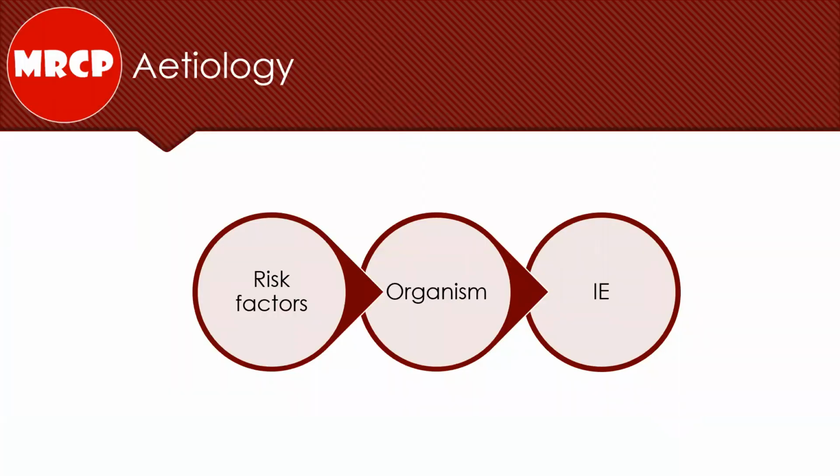The etiology of infective endocarditis is not a single entity. We have some risk factors, which we call the patient criteria, and we have particular organisms of particular importance and virulence in patients with infective endocarditis. So we need both of them to be present.